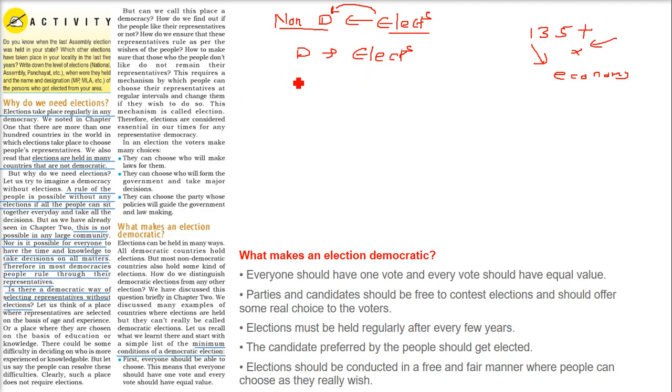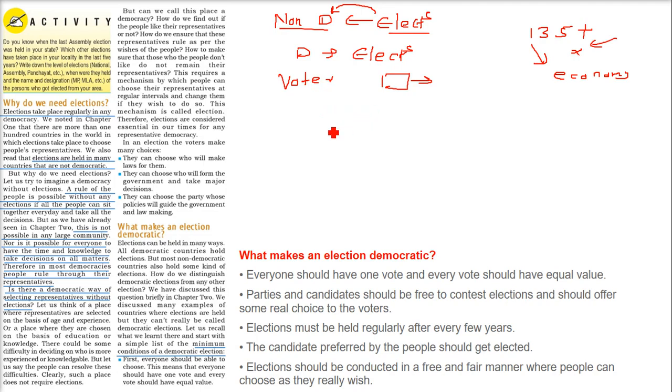In an election, the voters make various choices. You are a voter, I am a voter, because I give a vote. I cast a vote to a particular person who belongs to a particular party. And it may be possible the person does not belong to any party. He may be called an independent candidate. So how do voters make many choices in an election?